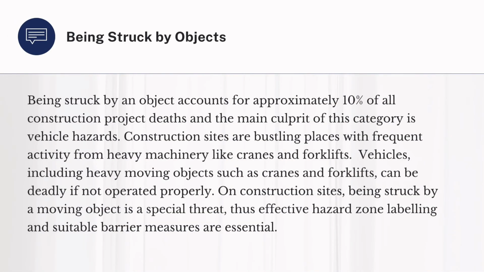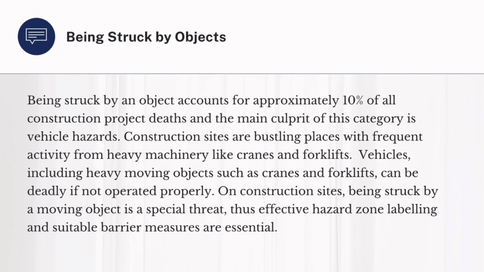Second is being struck by an object. Being struck by an object accounts for approximately 10% of all construction project deaths, and the main culprit in this category is vehicle hazard. Construction sites are bustling places with frequent activity from heavy machinery like cranes and forklifts. Vehicles, including heavy moving objects such as cranes, can be deadly if not operated properly.